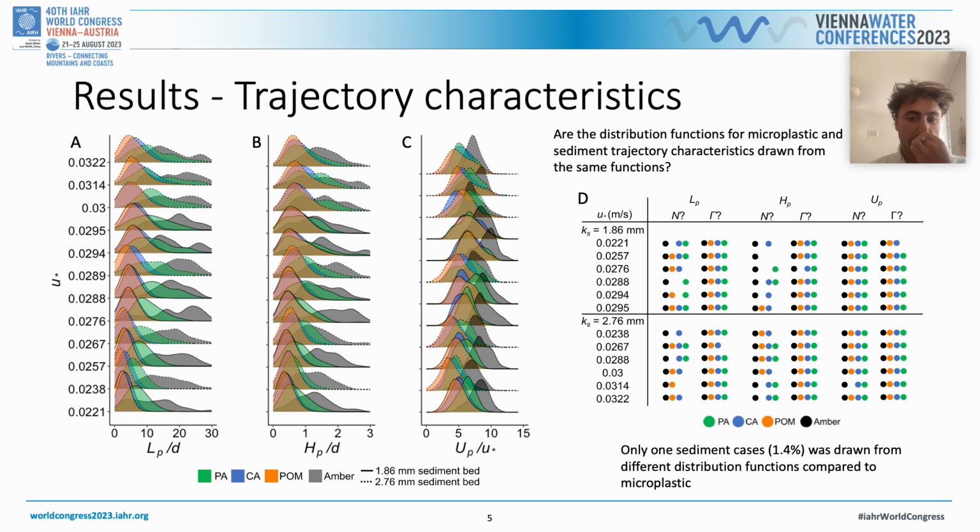So the results of that KS test are shown in figure D, indicating where data was consistent with either a Gaussian and/or a gamma function. This can be seen as a similarity matrix in which the points in the same cell indicate that similar probability density functions could be used for that characteristic at that flow condition. And what we find is that overall there was only one amber case which was potentially drawn from a different distribution compared to all the other microplastic distribution functions.